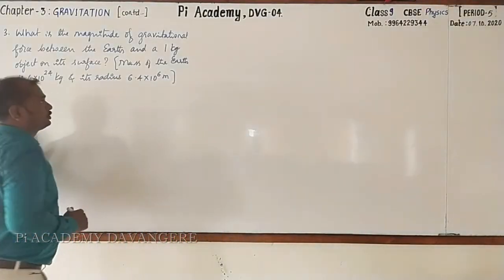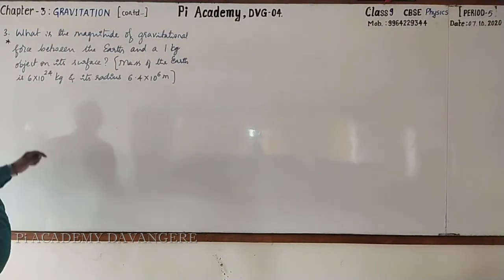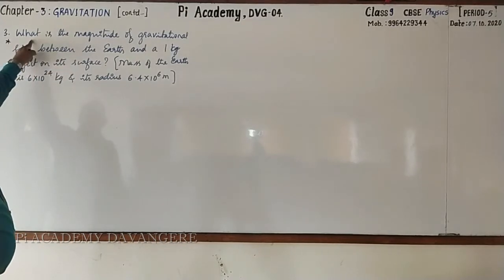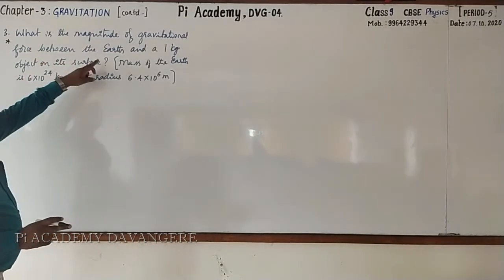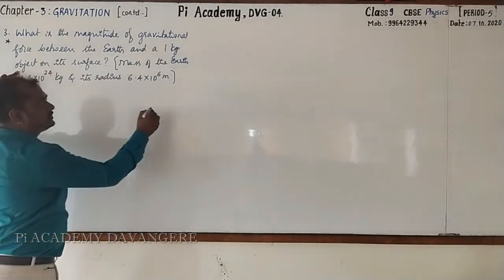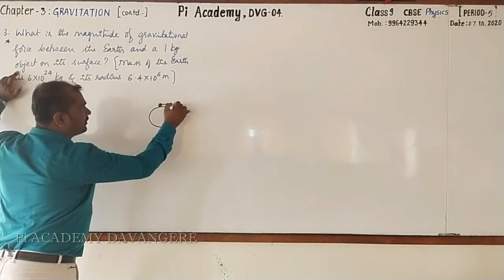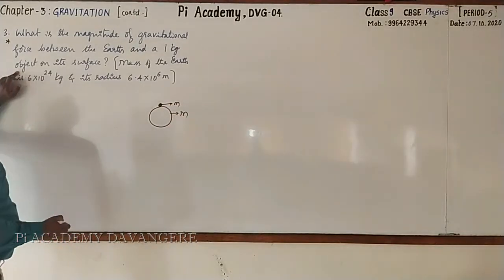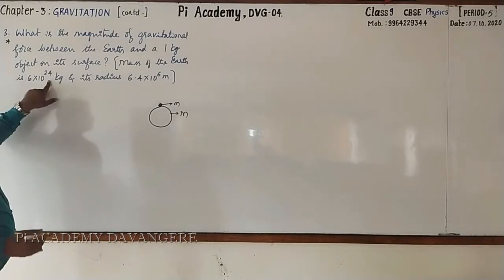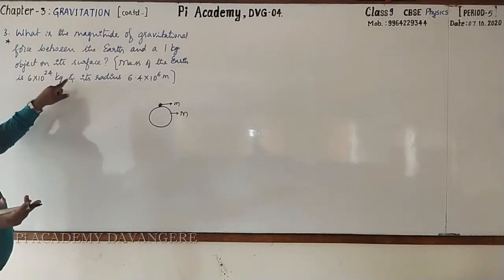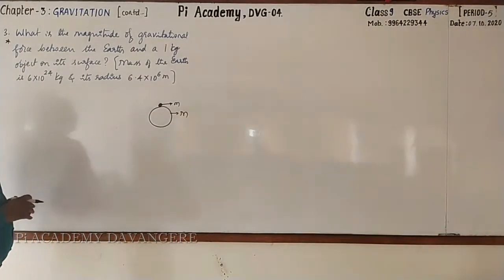Dear students, go through this. Third one, and it is important. Also, it's very simple. Go through the given statement. What is the magnitude of gravitational force between the earth and a 1 kg object? See that this is the earth and here is a 1 kg object on its surface. Mass of the earth is given. It is 6 into 10 raised to the power 24 kg. It is well known to us. Even its radius as well, 6.4 into 10 raised to the power 6 m. Can you guess the answer?